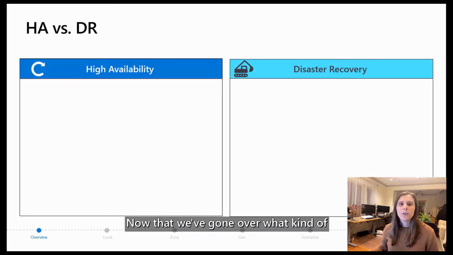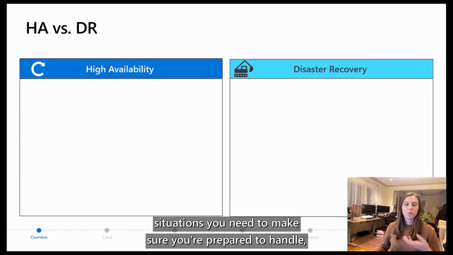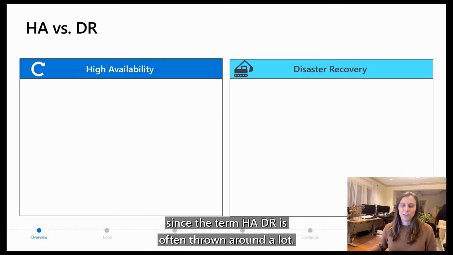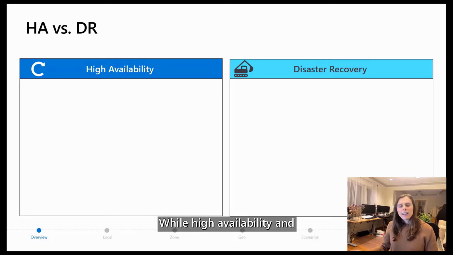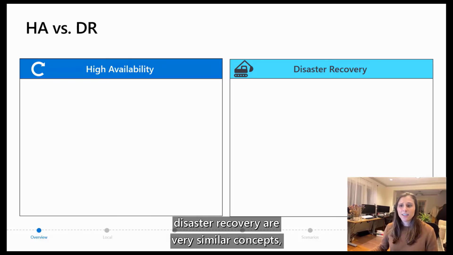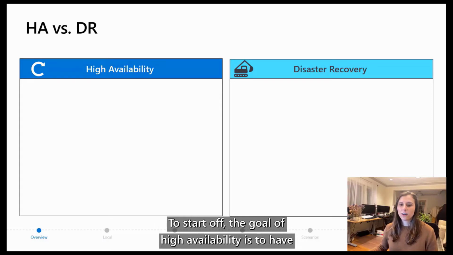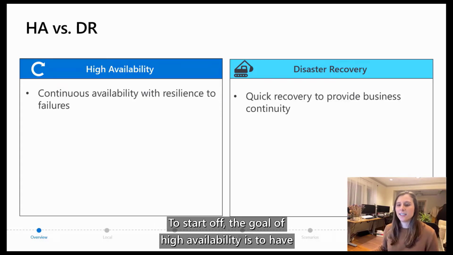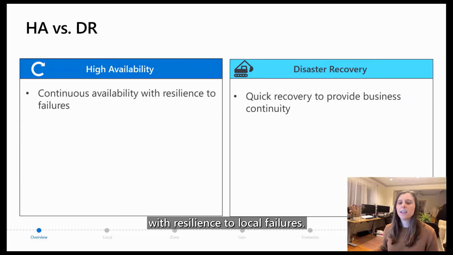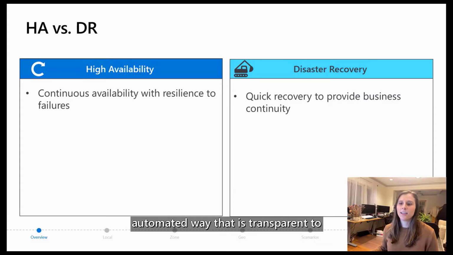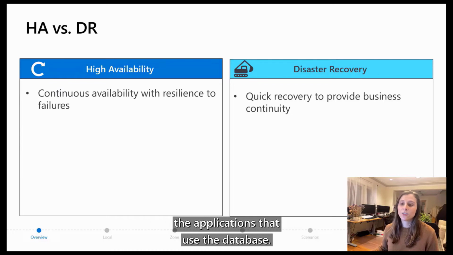So now that we've gone over what kind of situations you need to make sure you're prepared to handle, let's go over what high availability and disaster recovery are, since the term HADR is often thrown around a lot. While high availability and disaster recovery are very similar concepts, they actually target slightly different scenarios. To start off, the goal of high availability is to have continuous availability of the database with resilience to local failures. This covers recovery from local hardware and software failures in an automated way that is transparent to the applications that use the database.